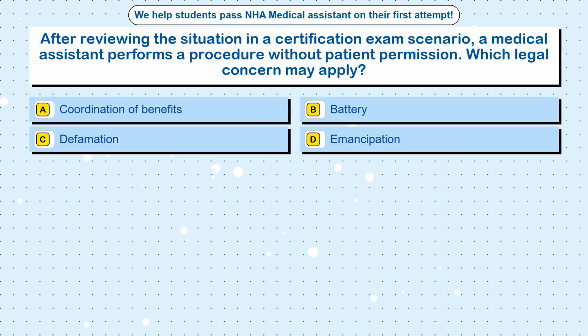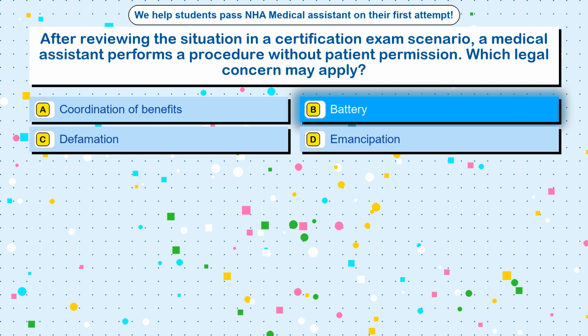Question 86. After reviewing the situation in a certification exam scenario, a medical assistant performs a procedure without patient permission. Which legal concern may apply? Option A. Coordination of benefits. Option B. Battery. Option C. Defamation. Option D. Emancipation. The correct answer is option B.